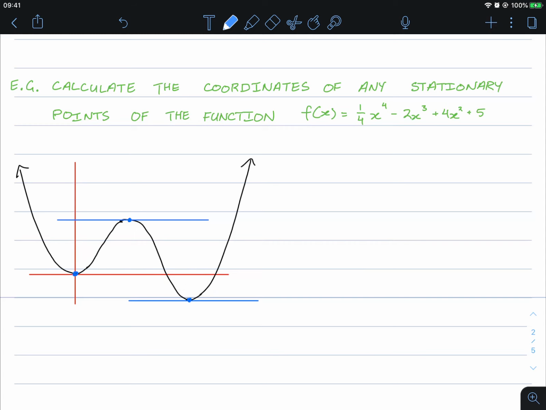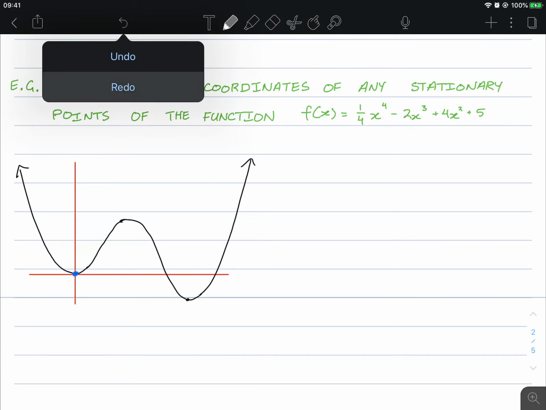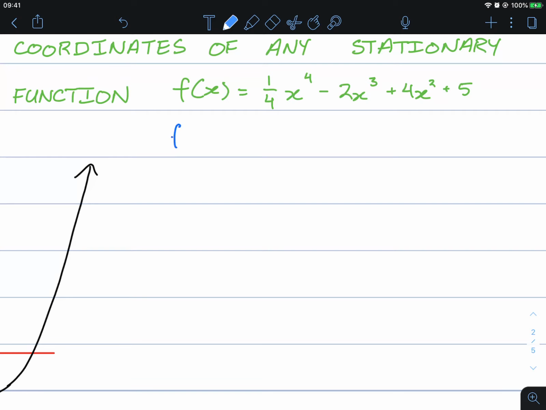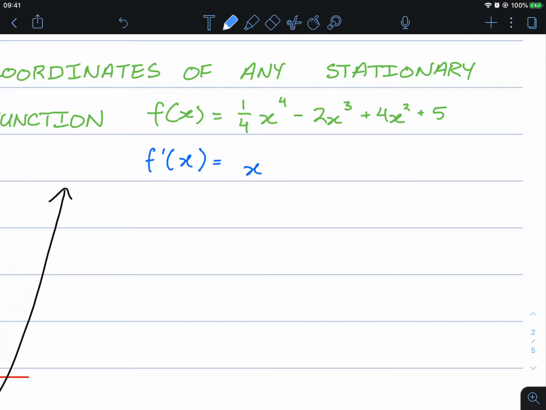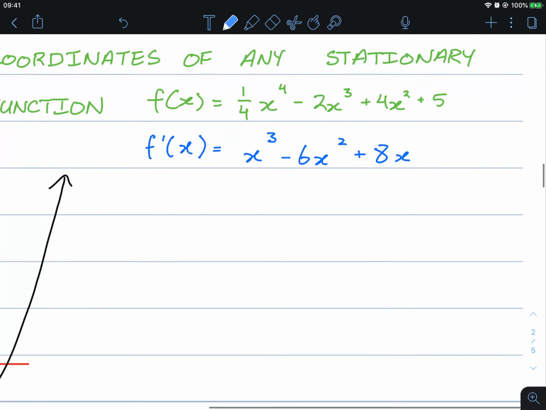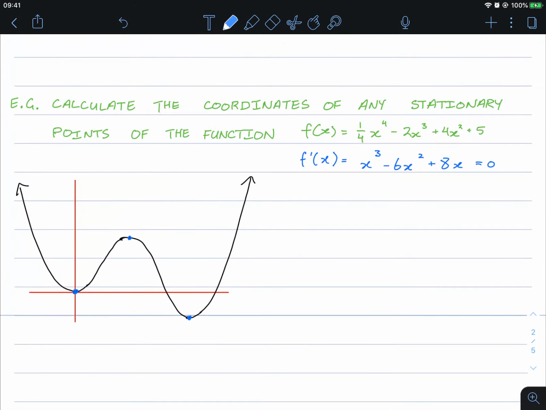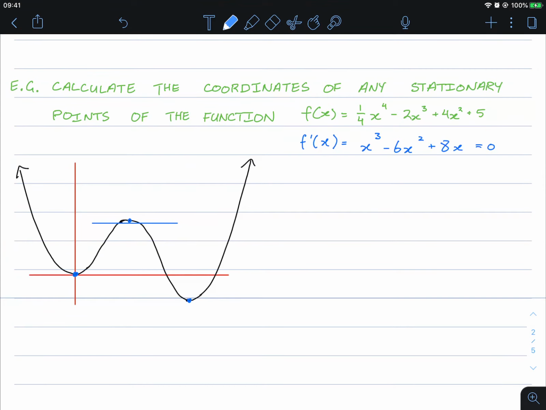Well, when working with tangents, we actually need to find the first derivative, or just the derivative. So f prime of x equals, this becomes x cubed minus 6x squared plus 8x. So now we want to find values of x that will give us 0. Because remember, this is the gradient, and we're looking for stationary points here.